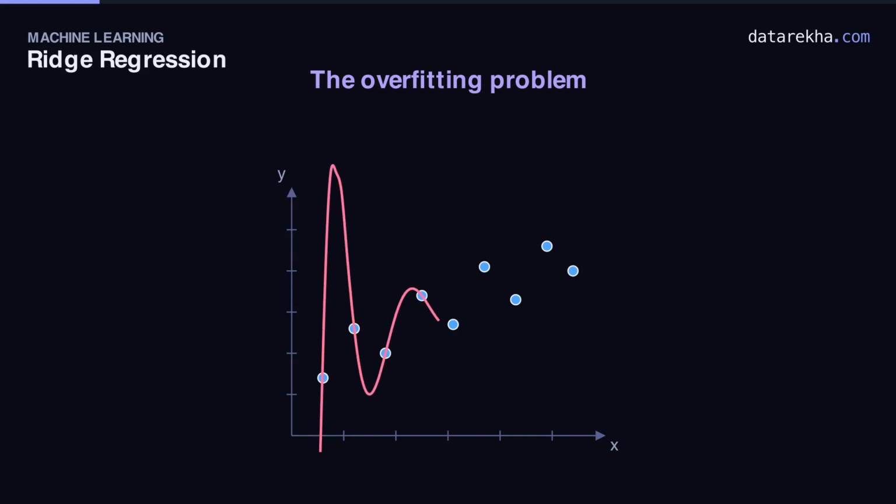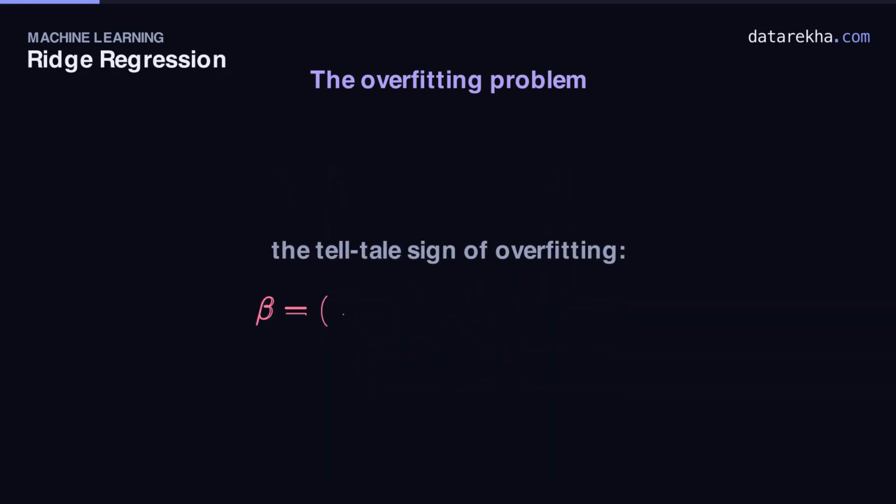Here is a model flexible enough to pass through every single point. On the training data, it is flawless. But look how violently it wiggles between the points. It has stopped learning the trend and started chasing the noise. And there's a fingerprint that gives it away.